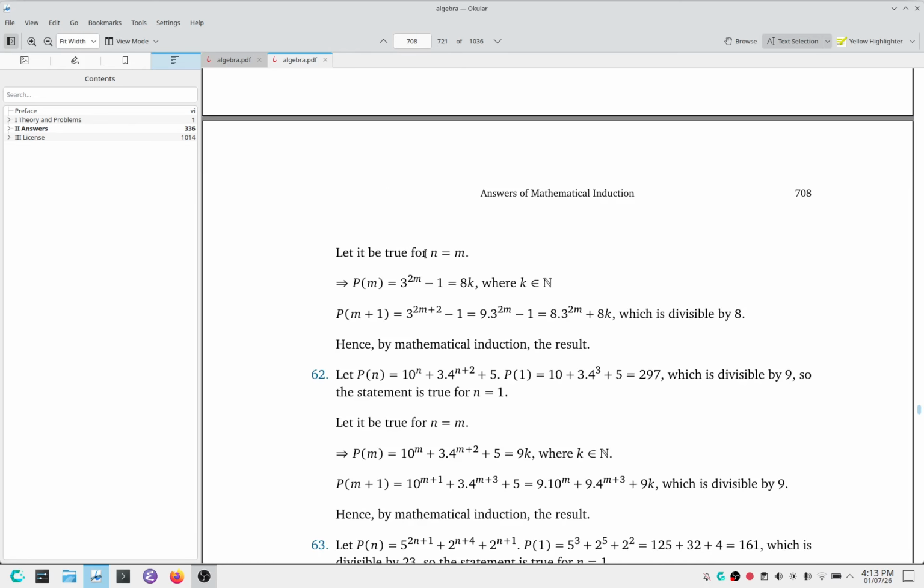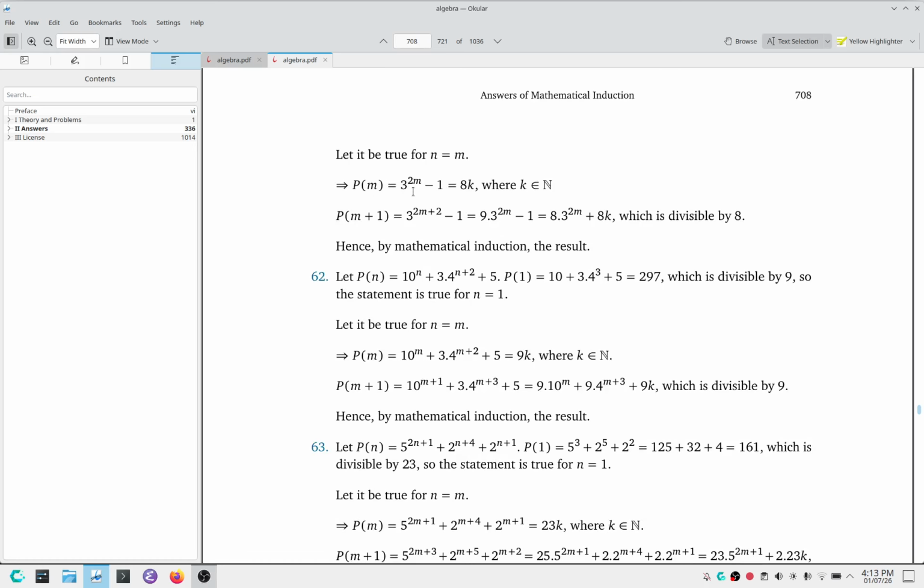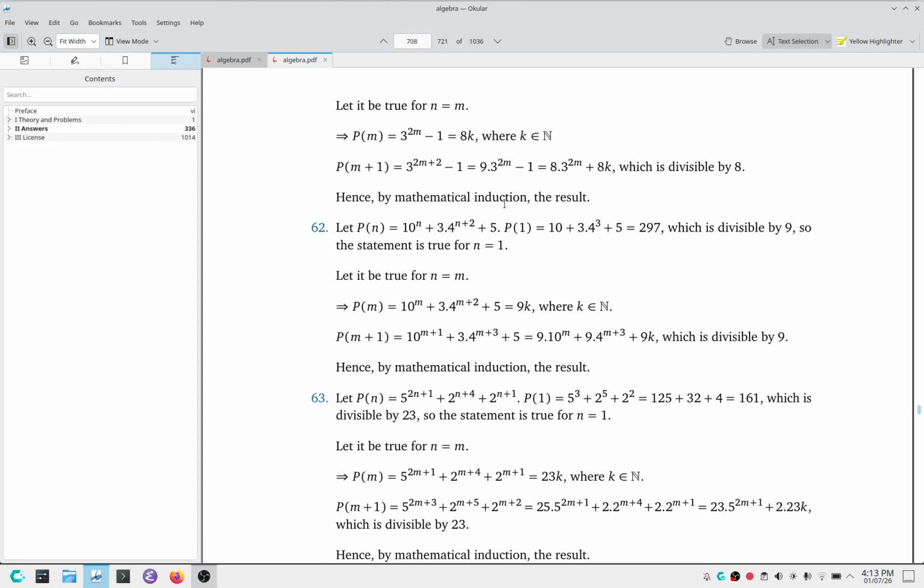We let it be true for n is equal to m. So we have P(m) is equal to 3 raised to the power 2m minus 1 is equal to 8k. We let that. Next, we substitute n is equal to m plus 1. We get 3 raised to the power 2m plus 2 minus 1, which is equal to 8 times 3 raised to the power 2m plus 8k, which is divisible by 8. And hence, by induction, we have the result.